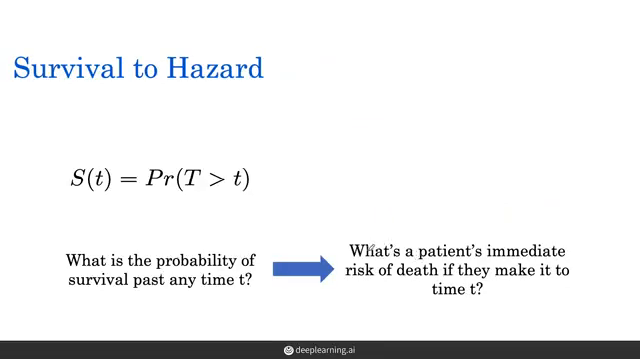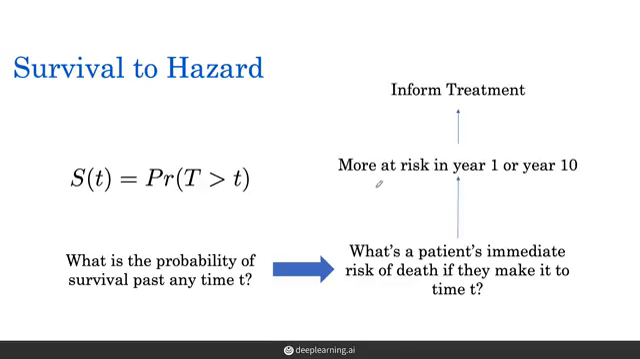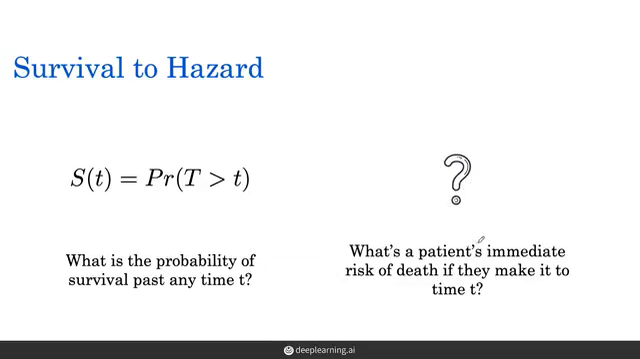But let's say we were interested in now a different question, not what the probability of survival past any time t is, but what a patient's immediate risk of death is if they make it to some time t. And we might want to know this to understand whether a patient is more at risk in year 1 or in year 10. And we can use this information to then inform treatment when the patient is most at risk. So how do we represent a patient's immediate risk of death if they make it to time t?